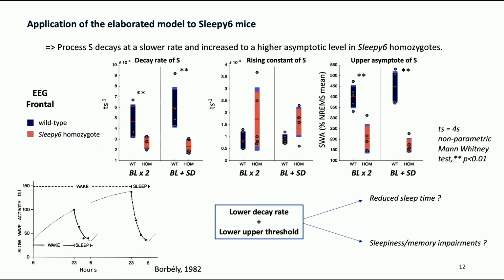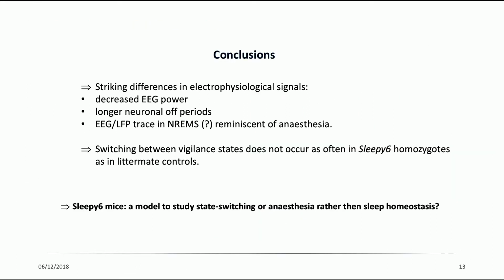So this question remains open, but that could also be because looking at slow wave activity in a mouse with so little oscillations anyway, during a state that is still debatable as being sleep or not, the conclusions are not so easily drawn. So just to conclude, we can see striking differences in the electrophysiological signals: decreased EEG power, longer neuronal off periods. The EEG and LFP trace in non-REM sleep is more reminiscent of anesthesia. And the switching between vigilant states does not occur as often in Sleepy 6 homozygotes.